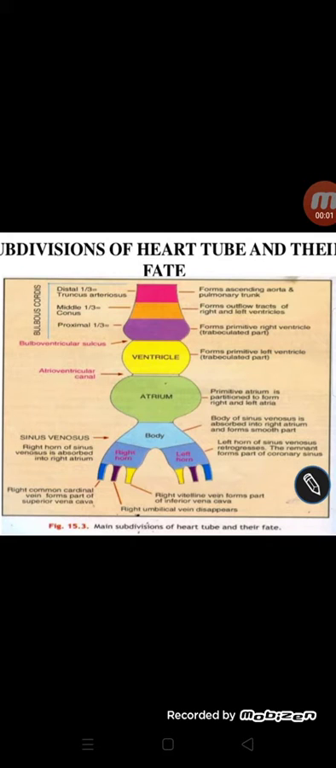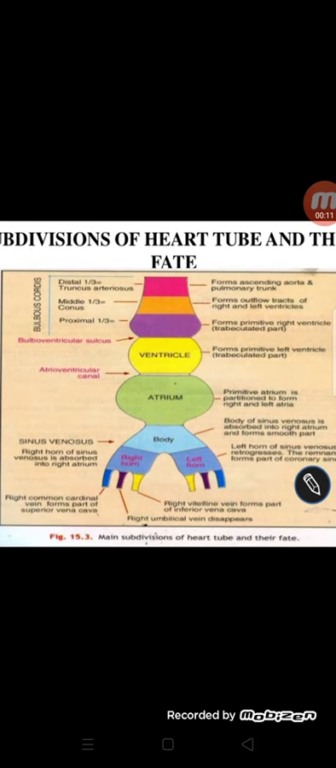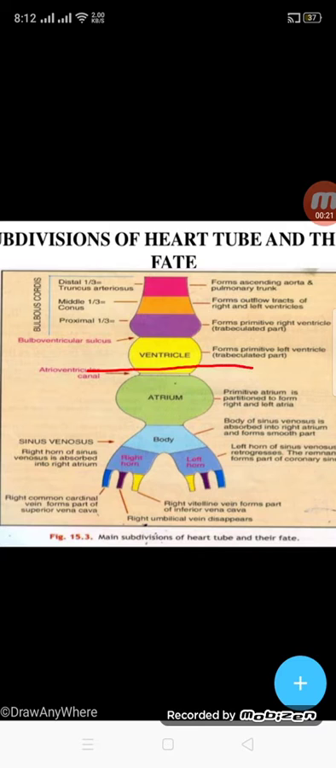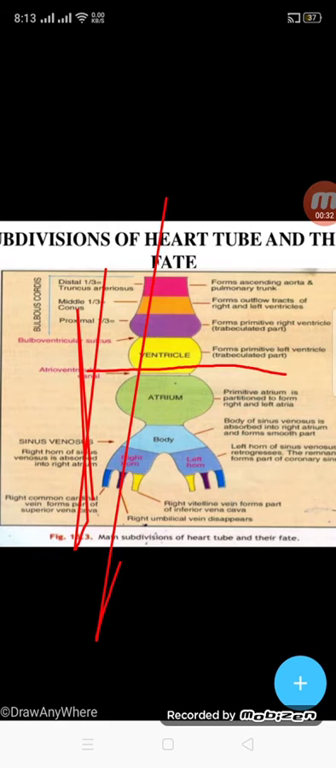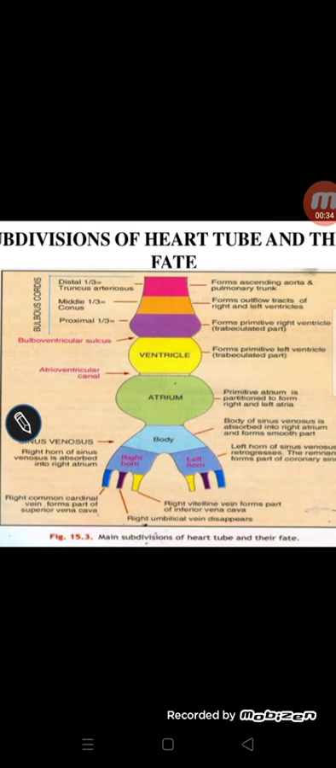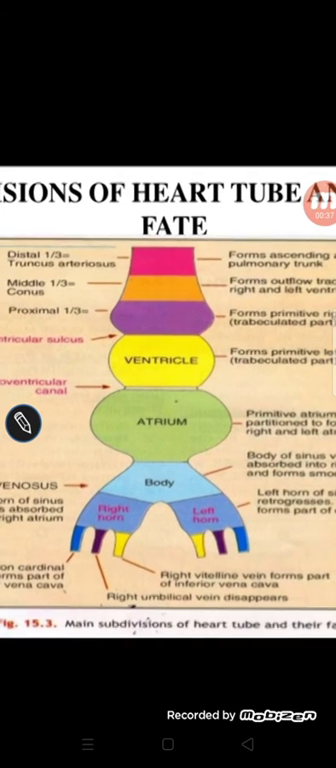So there is a little video about the heart tube, its subdivisions, and how they are converted into the adult heart structure. First you can see that in the atrial end of the heart tube, which constitutes the primitive ventricle, this primitive ventricle is separated from the primitive atrium by an atrioventricular groove. So this atrioventricular groove separates the ventricle from the atrium.